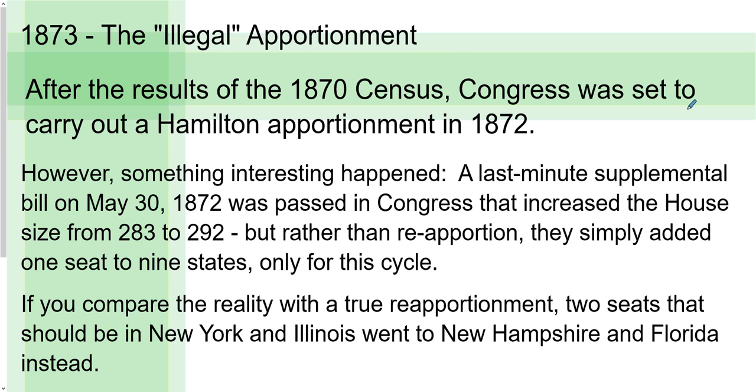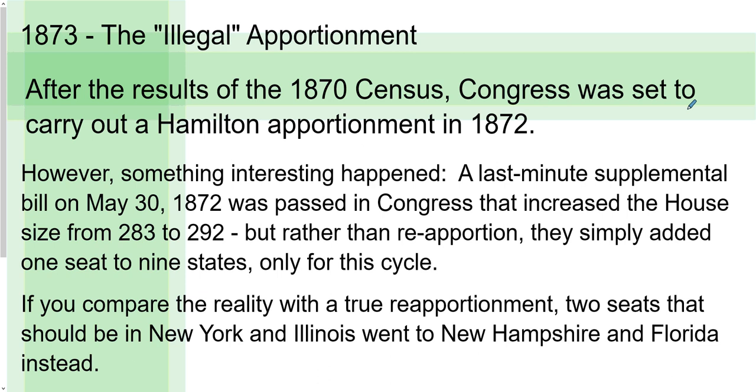Okay, but here's the issue: if you were to compare with the true reapportionment using Hamilton's method, the complete list of the 292 that was officially installed starting in March of 1873, inauguration day, when all the new elected officials come in, 2 seats that should be in New York and Illinois were instead in New Hampshire and Florida.